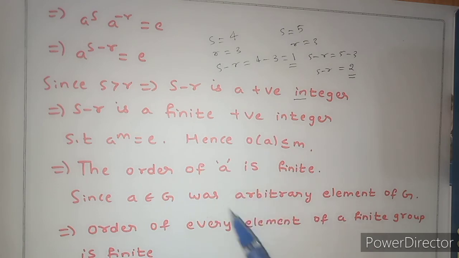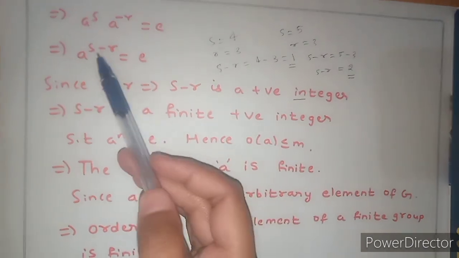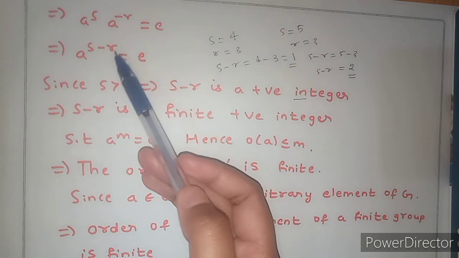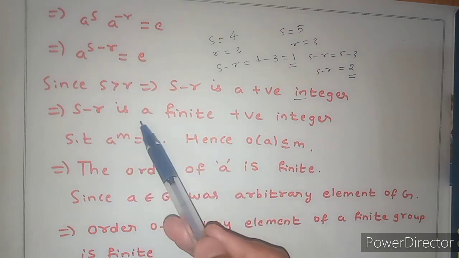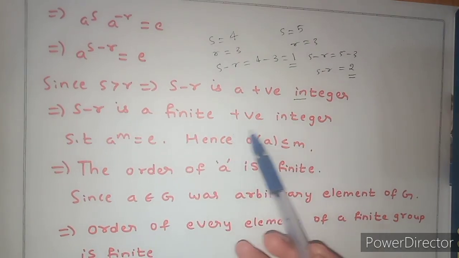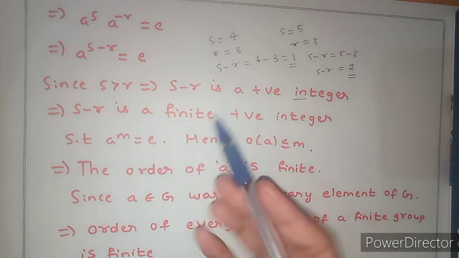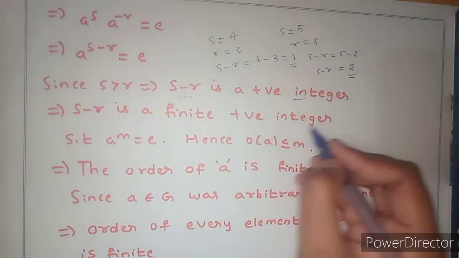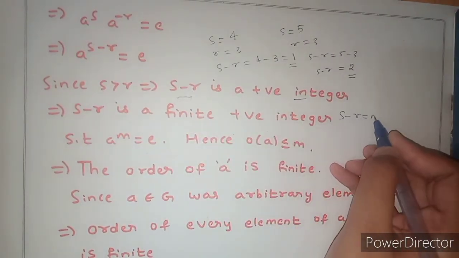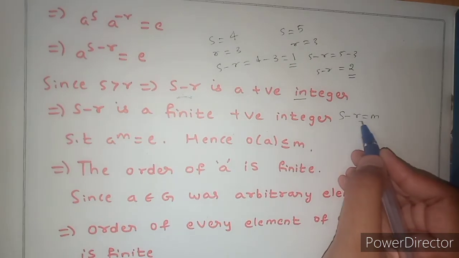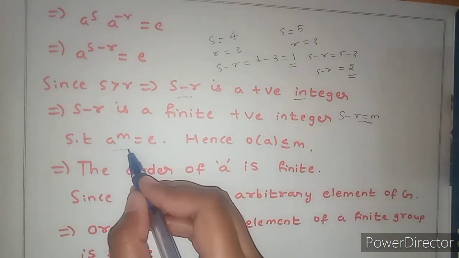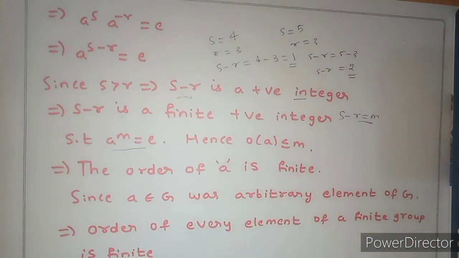Since the group is finite, the elements in it are finite. a^s and a^r are finite, right? So the difference of finite numbers is also finite. So s minus r is a finite positive integer such that a^m is equal to e. Here s minus r is equal to m. We are taking s minus r as m. Okay, so a^m is equal to e.